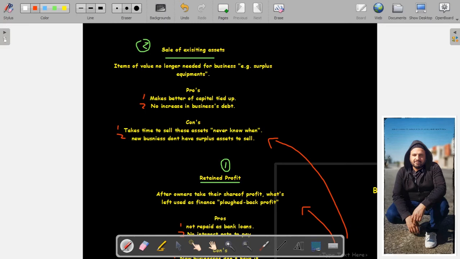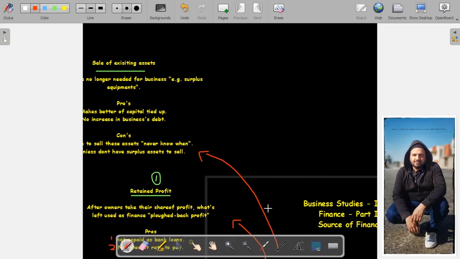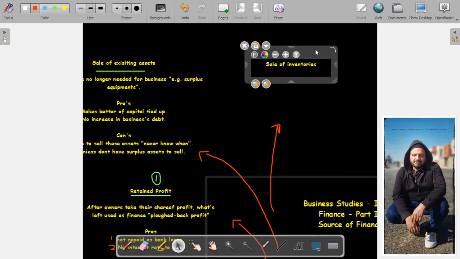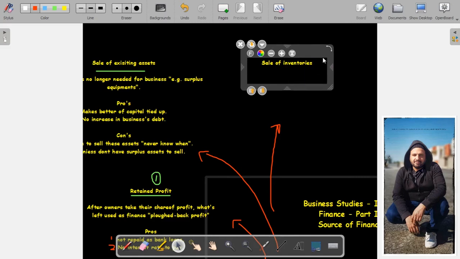We're going to talk about something called the sale of inventories, number three. It's the idea that a business gets rid of a huge portion of the products available in its inventories, and it's reducing them. When you're doing that, you are reducing the opportunity cost coming from paying for that store.